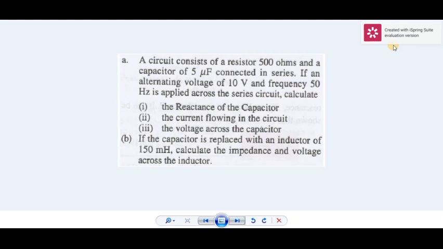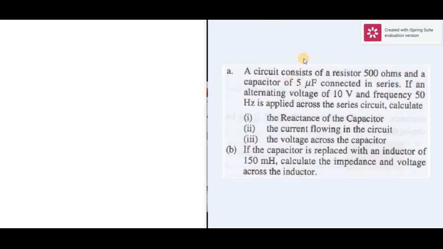If the capacitor is replaced with an inductor of 150 millihenry, calculate the impedance and the voltage across the inductor. This is an RC circuit, a circuit that consists of a capacitor and resistor.